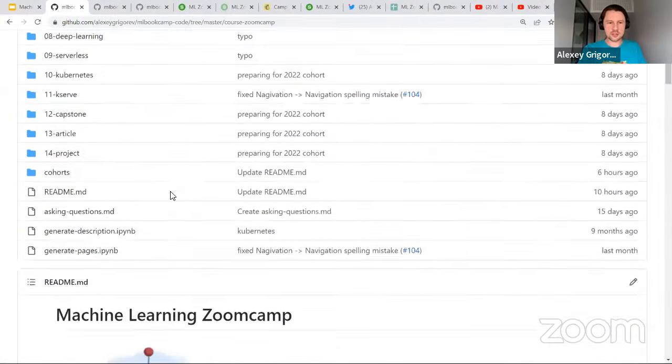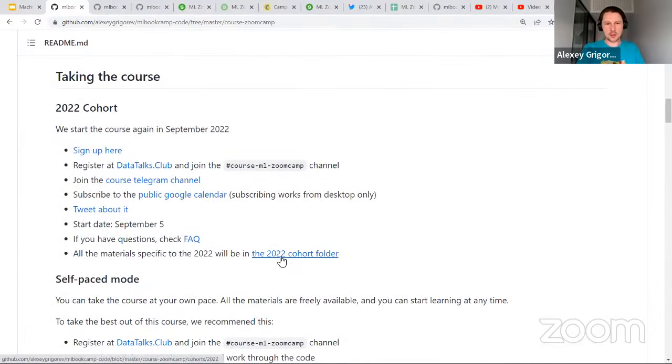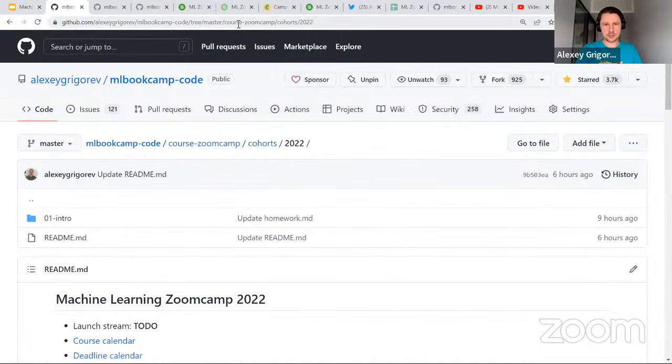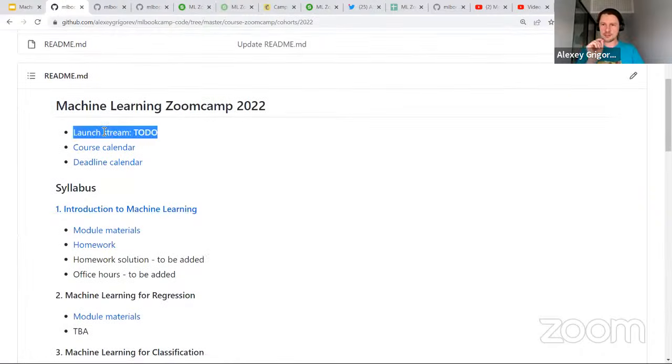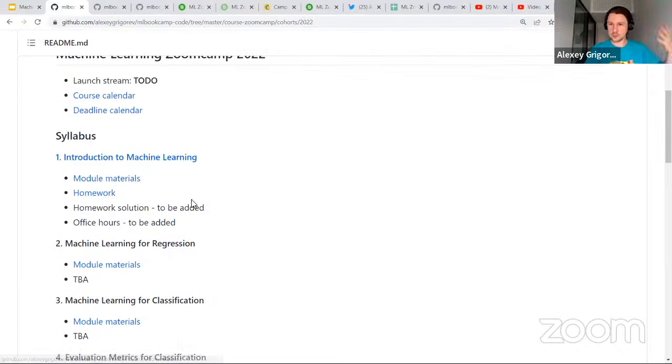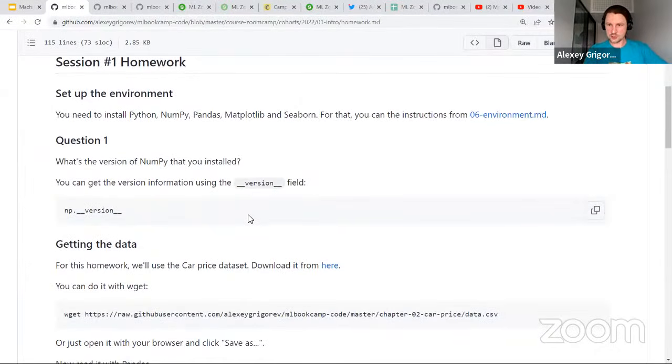So all the homeworks live in, maybe I'll show you how to find it. All the materials specific to this cohort live in the 2022 cohort folder. So you see it, it's cohorts/2022. And this is the place where I put the link to this stream. And yeah, so all the homework. For example, for the first module, the homework that Timur prepared lives here. So you see what the questions are that we ask you.